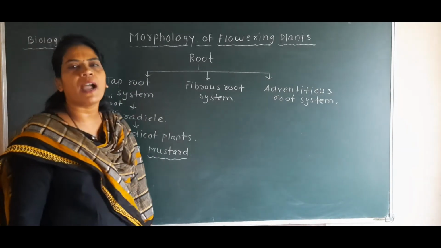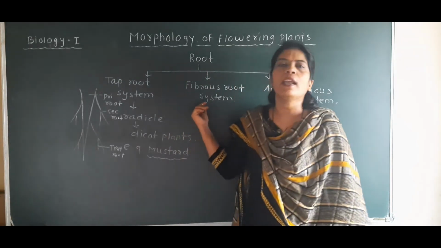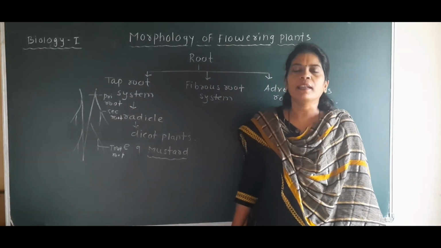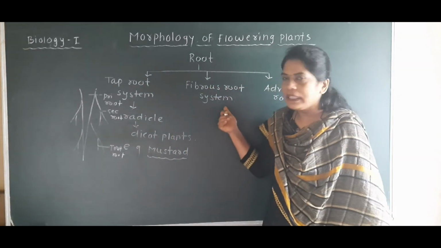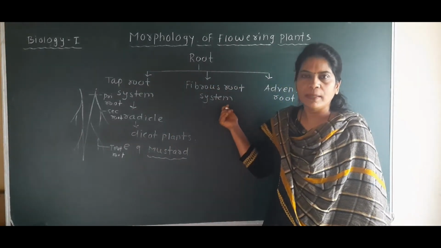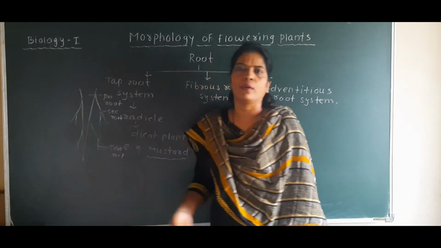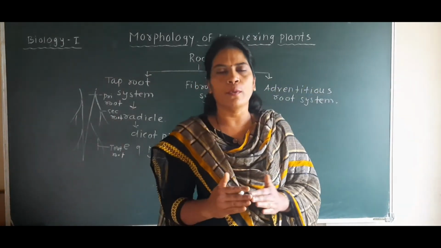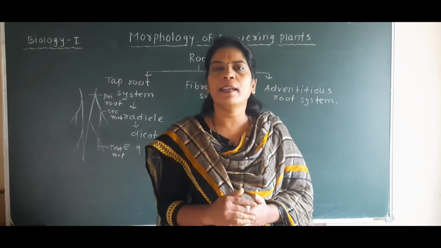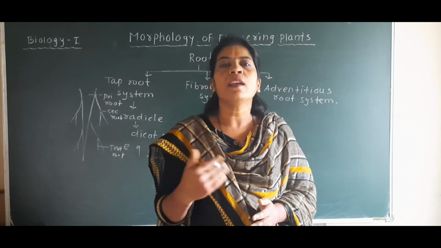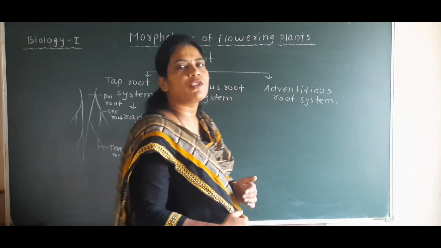Then what is meant by fibrous root? In the fibrous root, the roots do not develop from the radical. In the fibrous root system, the main root we call the primary root is short-lived. It is formed, but immediately it degenerates, and instead of that primary root, there is a formation of fibrous roots.